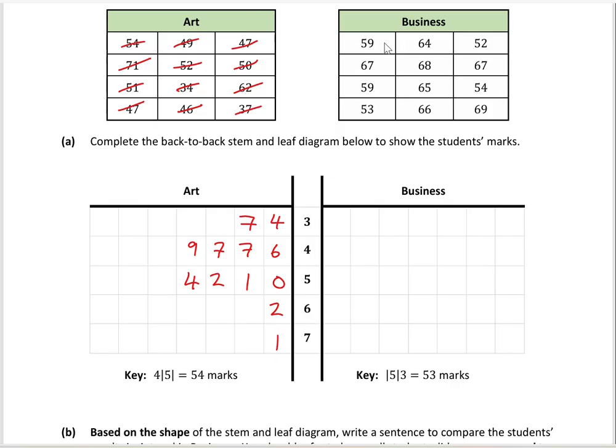Now we go over to this one. So business. The lowest number appears to be a 50. There's nothing there. So we're going straight to the 50s. So the lowest number is 52, followed by 53, followed by 54, and then I've got two 59s. So 52, 53, that's a 3 there, sorry, 54, 59, I've got two of those, okay. And then I'm done with that.